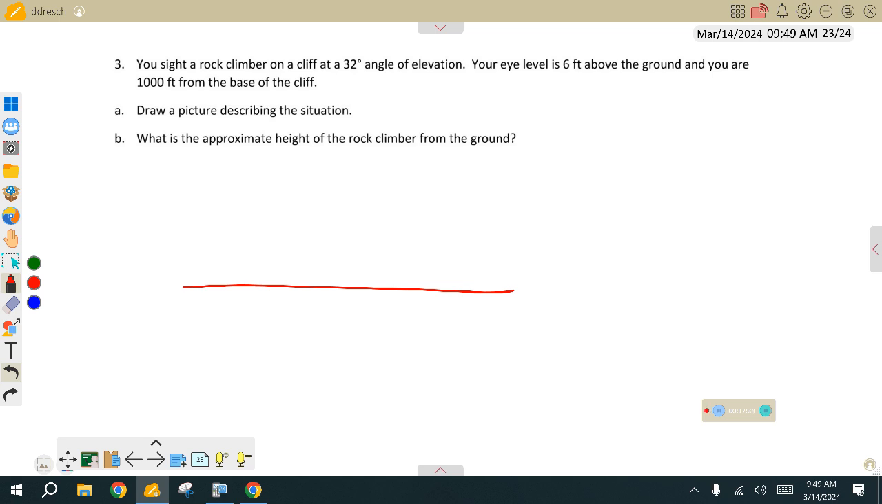So with this, you've got yourself a rock climber here. It boils down to some type of right triangle. And with that right triangle, we then talk about angle of elevation and pressure, depending on where that angle goes. So as you're sketching that out, it boils down to a right triangle.